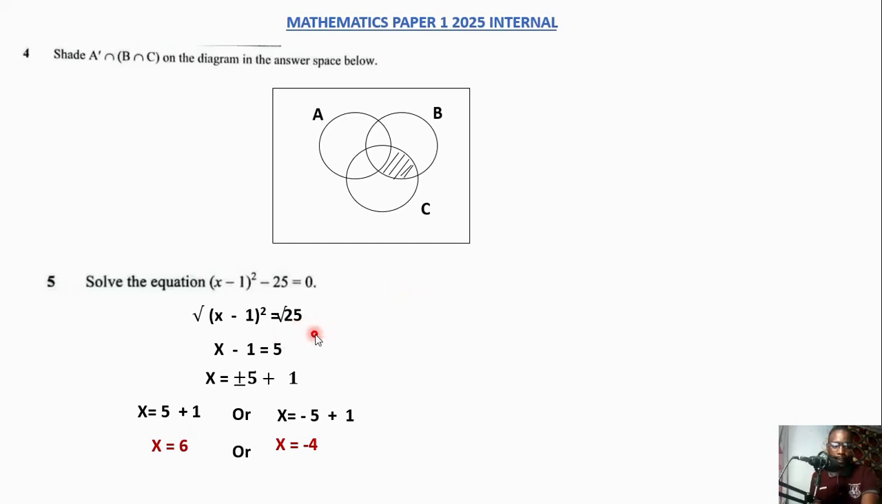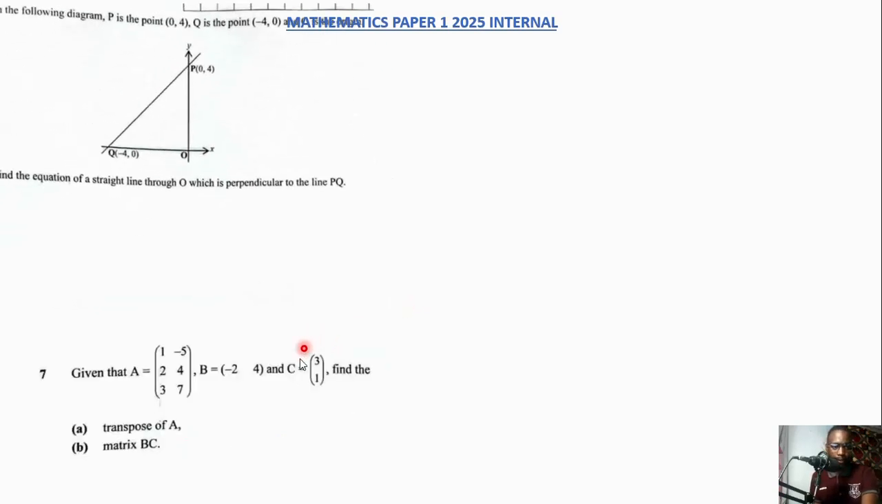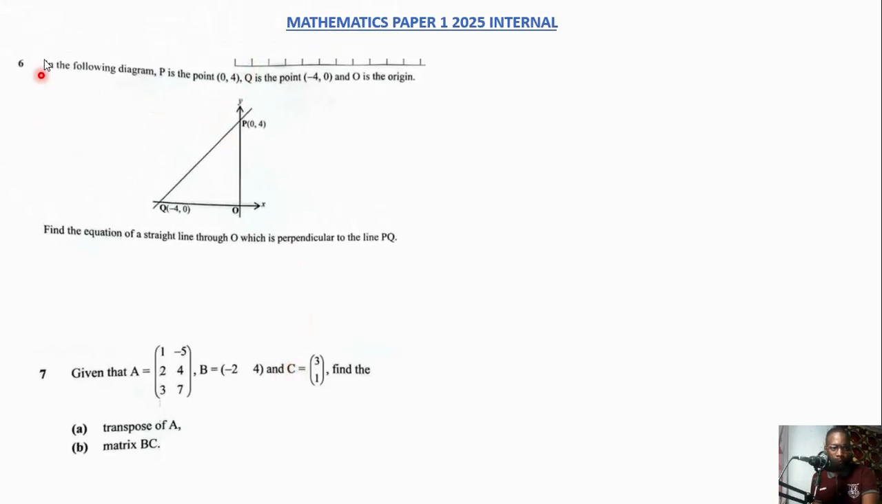All right, let's go to the next question, which is question 6. We'll first do question 6, then go to question 7. Question 6 reads: in the following diagram, P is the point (0,4), Q is the point (-4,0), and O is the origin. And we have this diagram here according to what they're trying to explain.